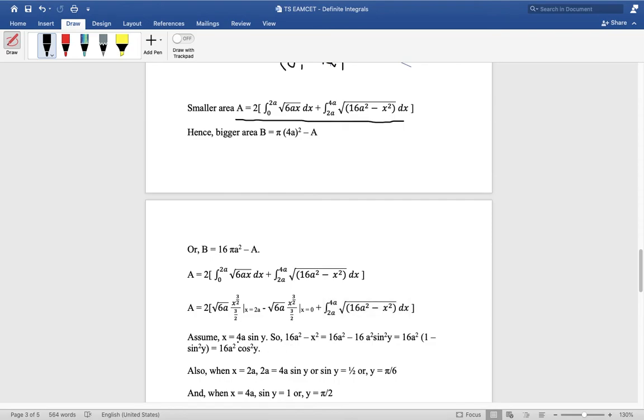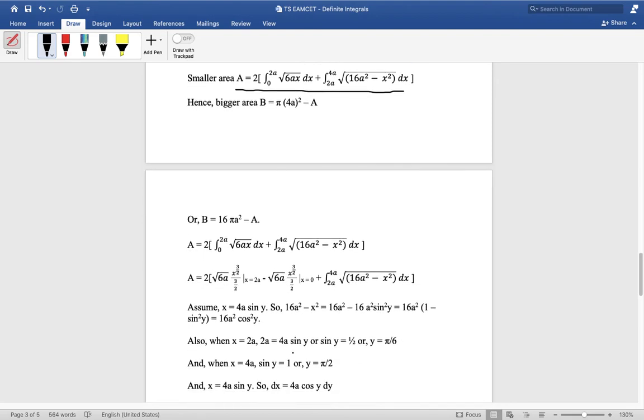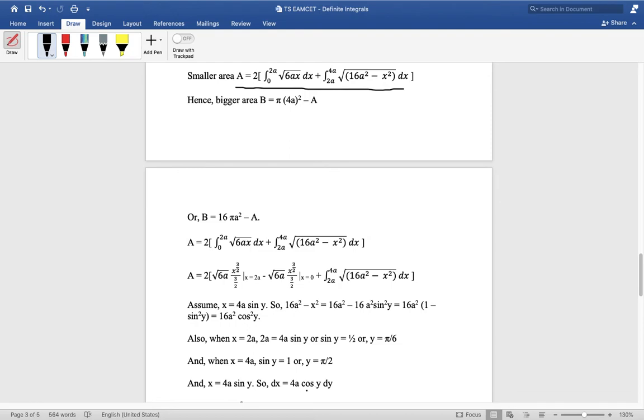I have done it over here as 4a sine y. So 16a square minus x square will be what? 16a square cos square y. So the whole square root will be what? 4a cos y. Since x equals 4a sine y, when I take the differential, I will get dx equals 4a cos y dy. Right? So I'll put all these values in here and I will try to solve this integral.